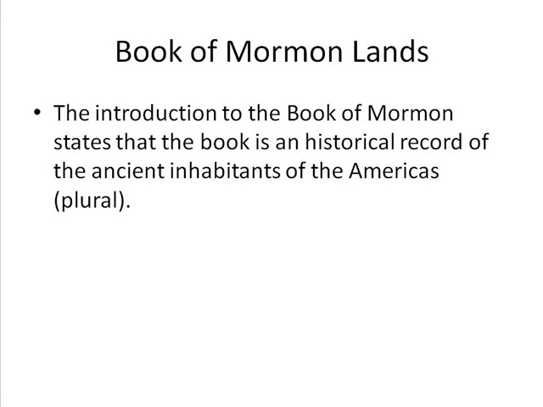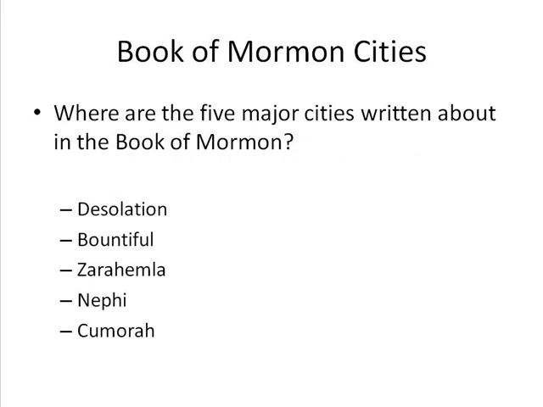Book of Mormon lands. The introduction to the Book of Mormon states that the book is an historical record of the ancient inhabitants of the Americas. Notice that's plural, Americas. Book of Mormon cities. Where are the 5 major cities written about in the Book of Mormon? City of Desolation, Bountiful, Zarahemla, Nephi, and Cumorah.